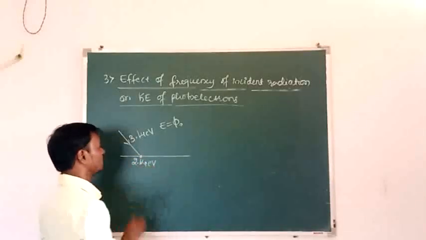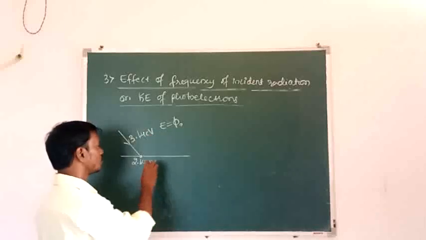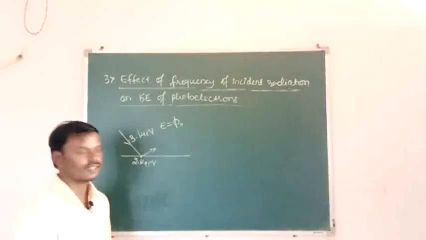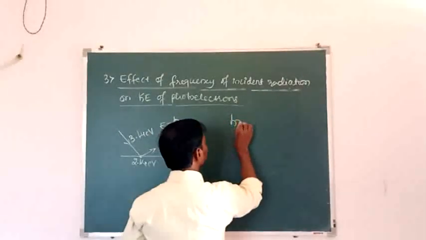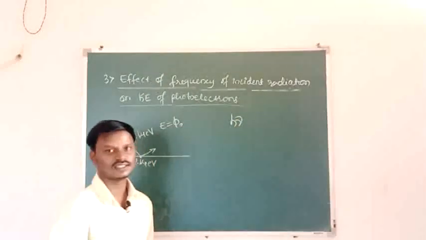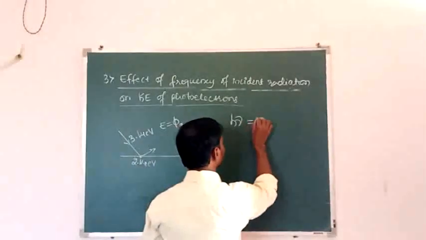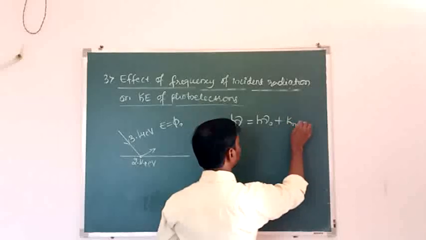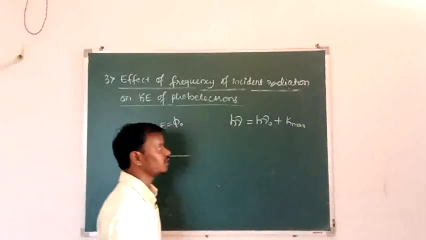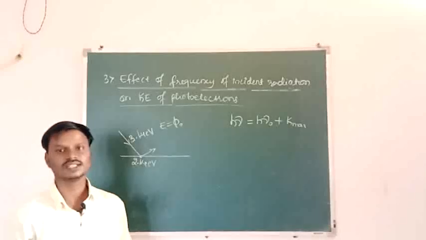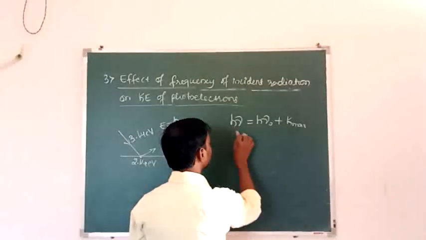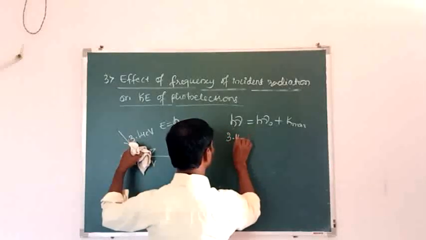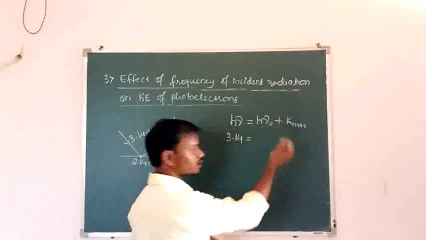Then what about the remaining energy? The remaining energy is 1 electron volt. That 1 electron volt is converted into kinetic energy of the ejected electron. See here, h nu is nothing but the energy of incident radiation, and h nu naught is the work function of the metal, plus K maximum. K maximum is nothing but the kinetic energy of the ejected electron from the emitter plate. Then here, what about the energy of incident radiation? 3.14 electron volt. It is greater than the work function of the metal.